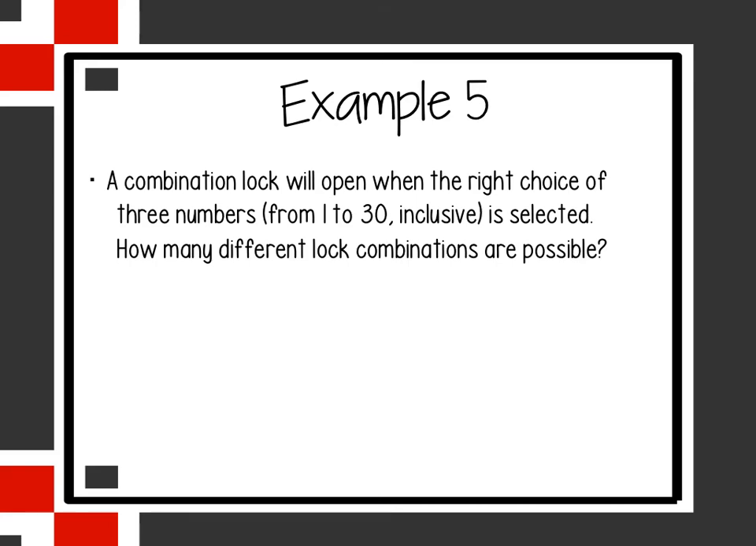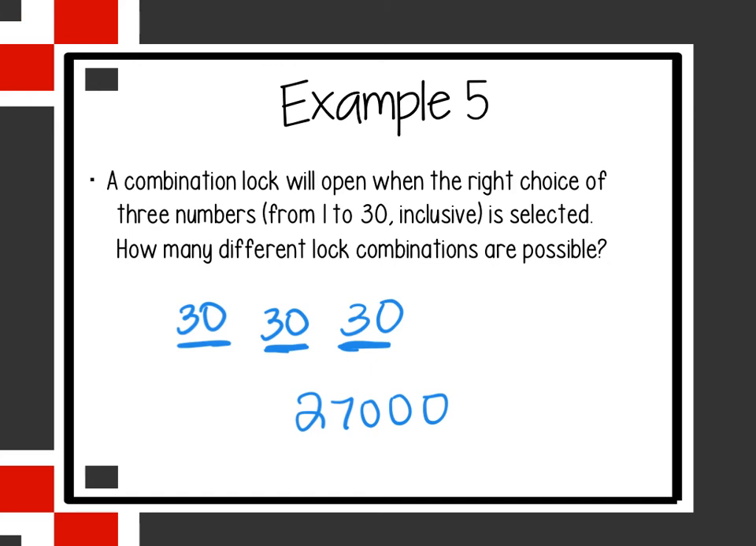So if it's 3 numbers, I've got to fill this space, this space, and this space. Does it say the numbers can't repeat? No. So how many numbers could go in that first space? There are 30 different numbers that could go in that first space. How many can go in the second one? 30. And how many can go in the last one? 30. 30 times 30 times 30 is? I think like 27,000. Yeah.